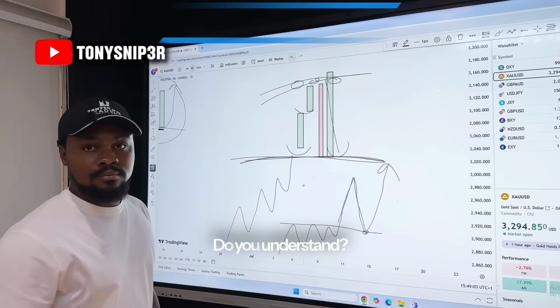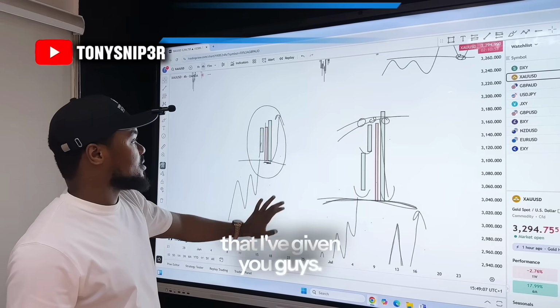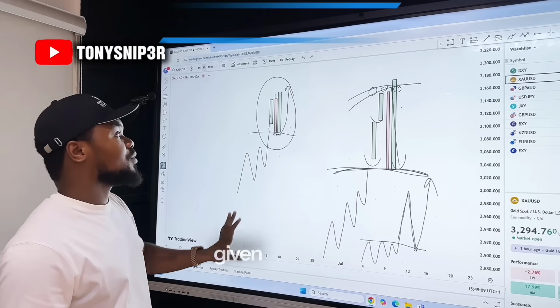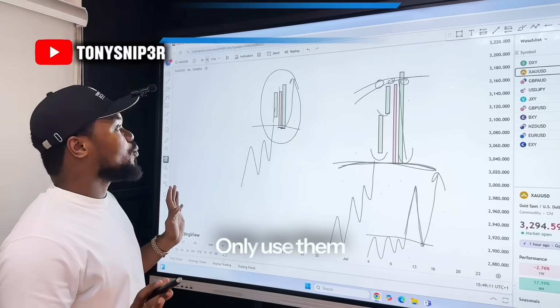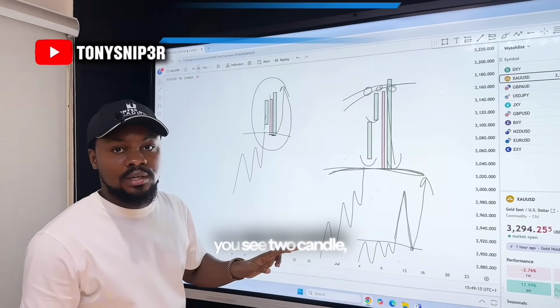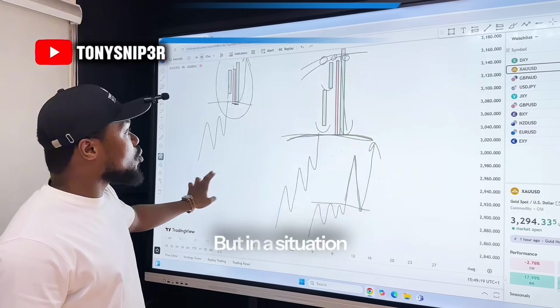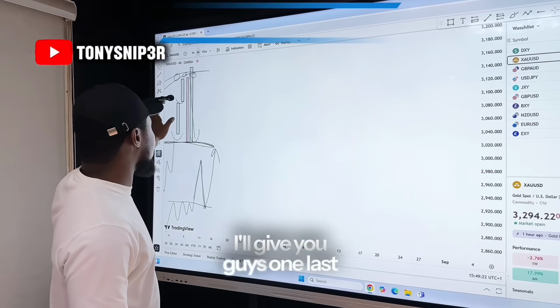Do you understand? Please and please take note of these two that I've given you guys. Only use them when you're trading break and retest. Even if you see one candle or you see two candles, that is only when you want to buy. Okay? But in a situation where, I'll give you guys one last example.